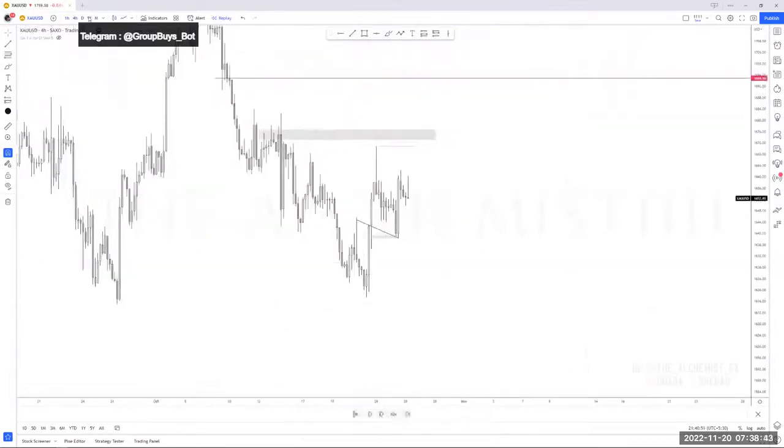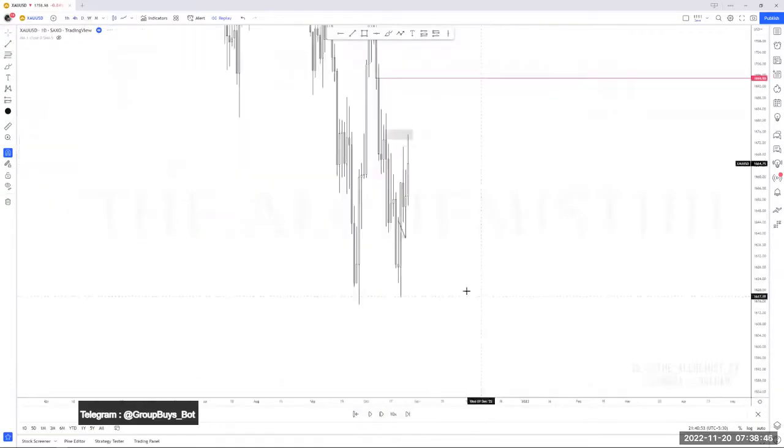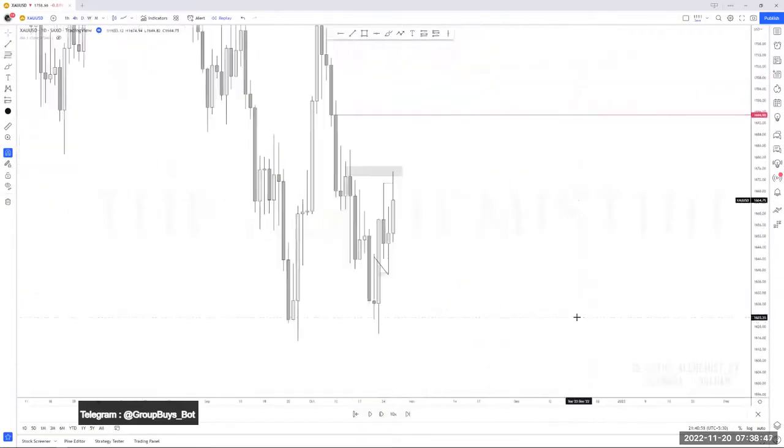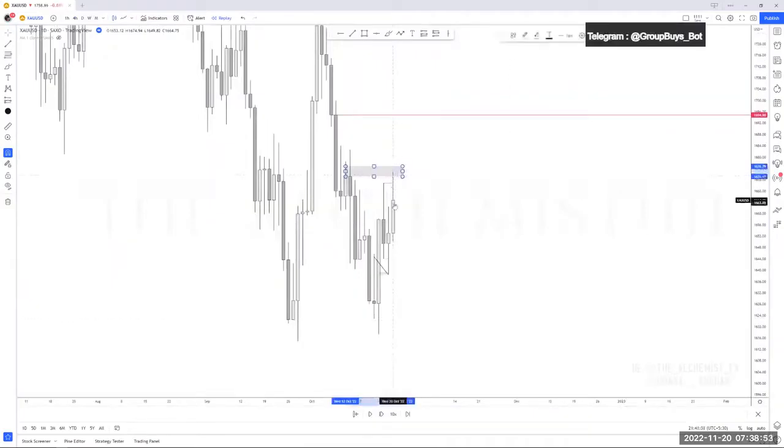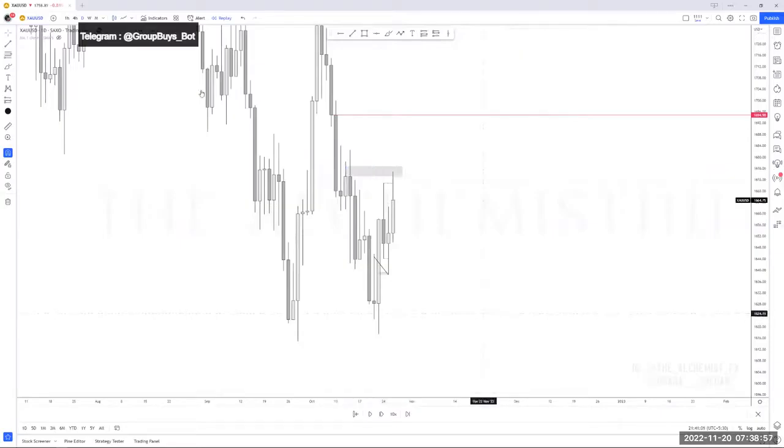So what happens now? Let's wait. Go to the daily. There it comes. What has happened? Price has tapped into this, closed below it. Can you see it? It has closed below it. Okay, first sign.